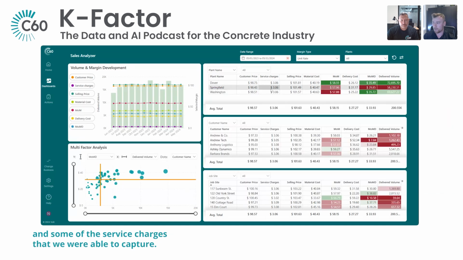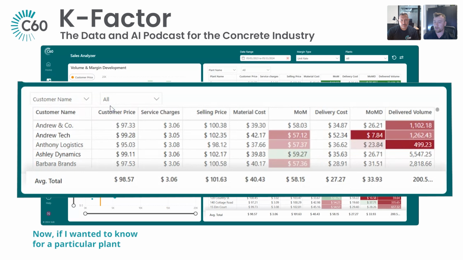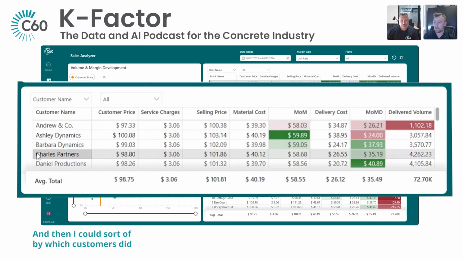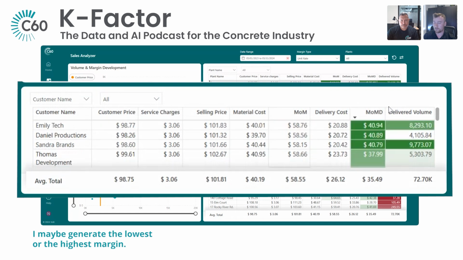Now, if I wanted to know for a particular plant which customers had the highest or lowest margin, I can do that by simply clicking on a plant. It's going to resort this dashboard to show me only the customers that bought from my Dover plant. And then I could sort it by which customers I generated the lowest or the highest margin.